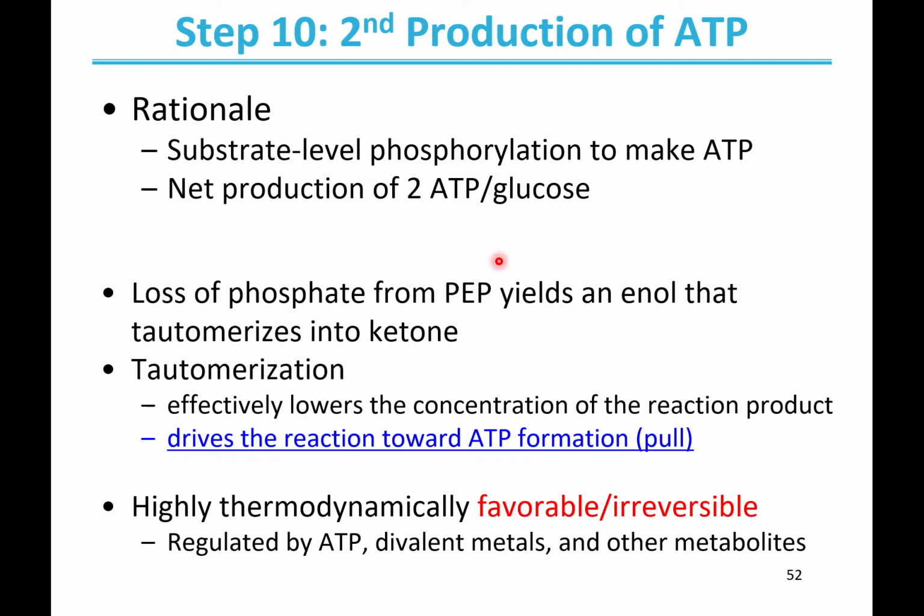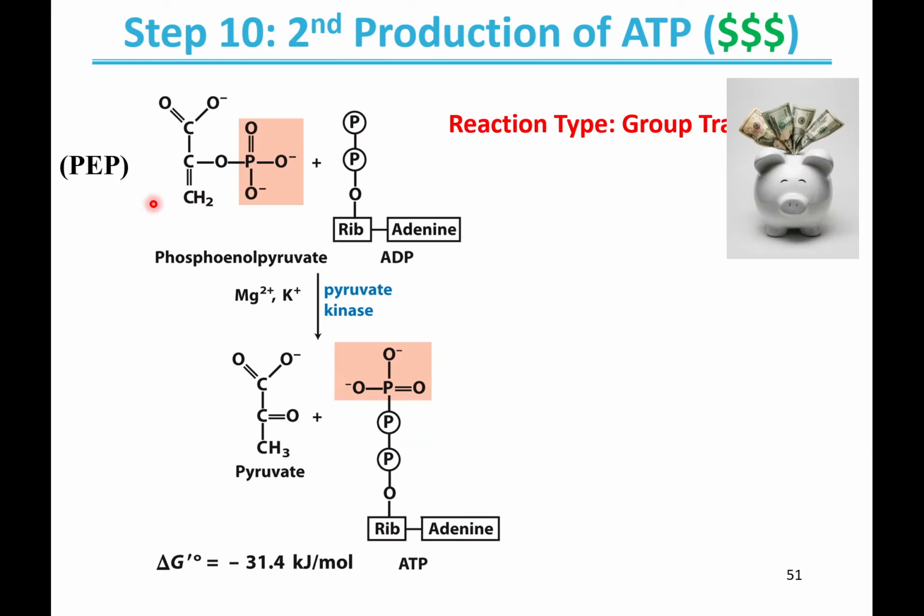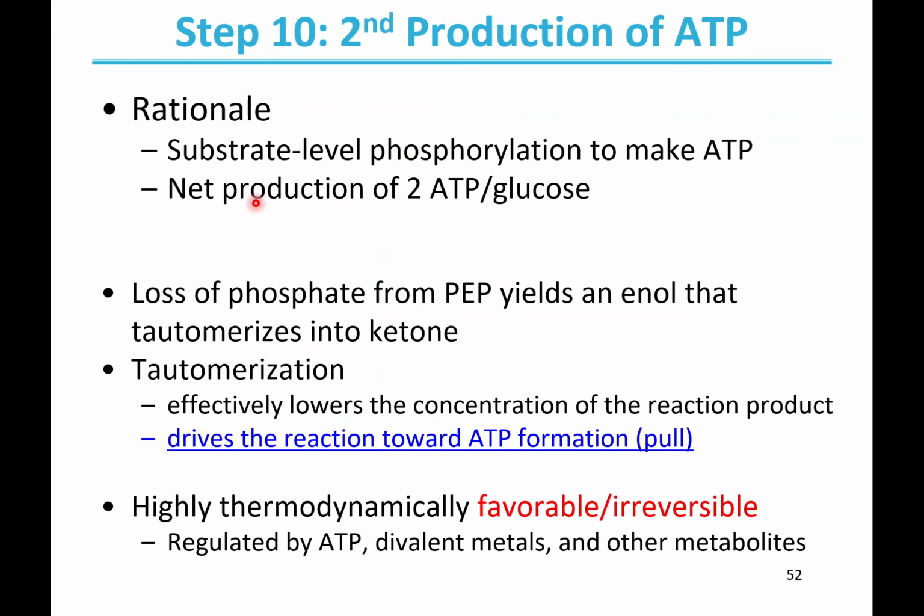And this is actually the payoff step of ATP, because if you think about it, you have two molecules of PEP that come through here for each molecule of glucose. You've made two ATPs in step 7, and you break even on that step, and this is the actual payoff in terms of ATP production. And it allows the net production of 2 ATPs per glucose.